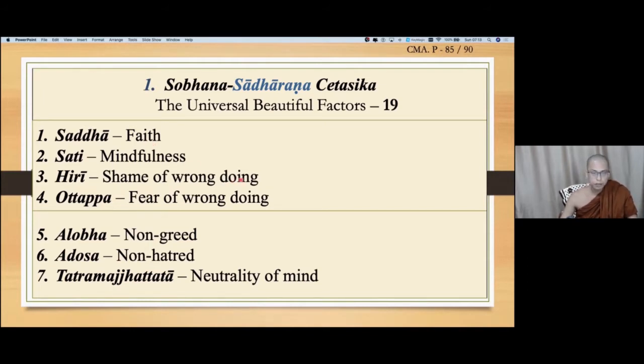Then we already saw the opposite of these 2 in the unwholesome mental factors, Ahirika and Anottappa. Then number 5 is Alobha, non-greed, and Adosa, non-hatred. These 2 we also already find in the unwholesome mental factors, Lobha, greed, and Dosa, hatred. So it is not difficult to remember these 7: Saddha, Sati, Hiri, Ottappa, Alobha, Adosa, and the last one, Tatramajjhattata, that is neutrality of mind. We already learned Upekkha in the Citta chapter, but that is different. So neutrality of mind is Tatramajjhattata.